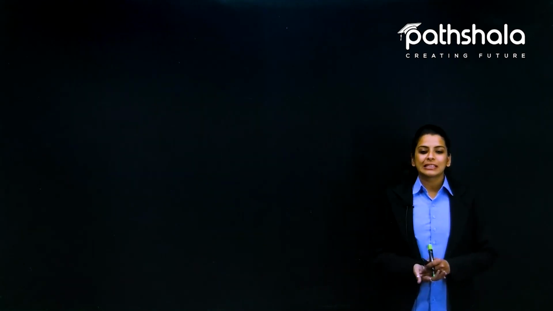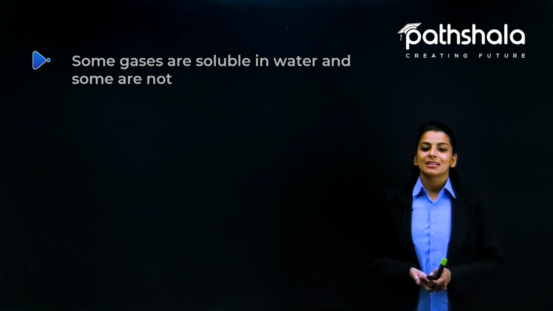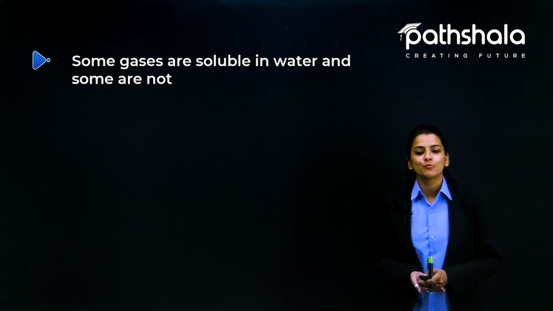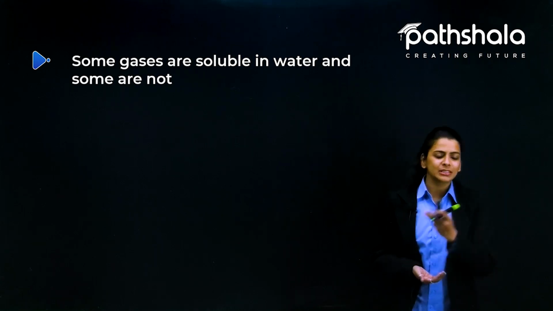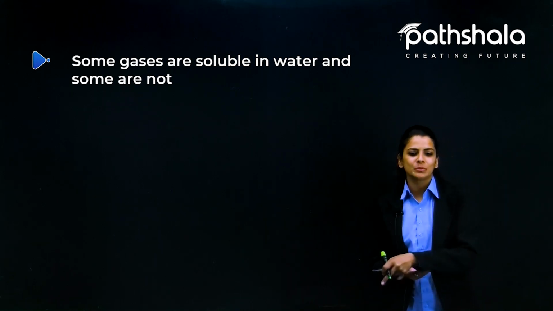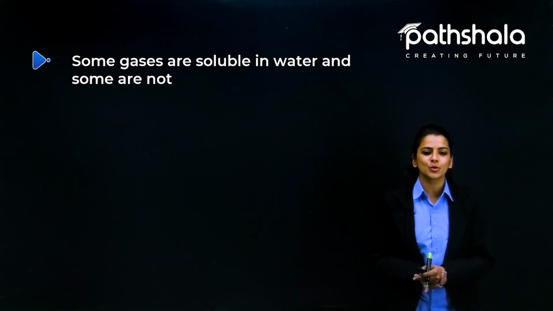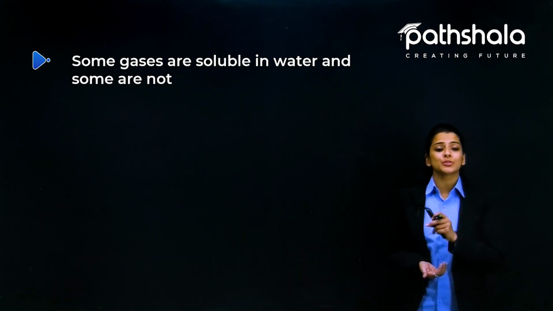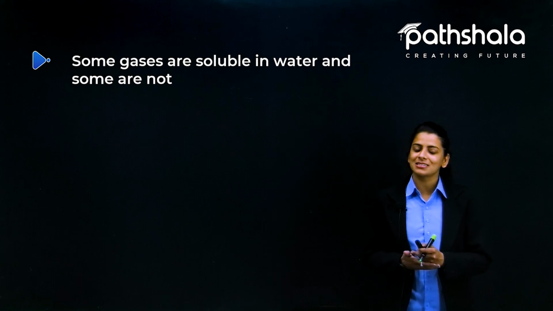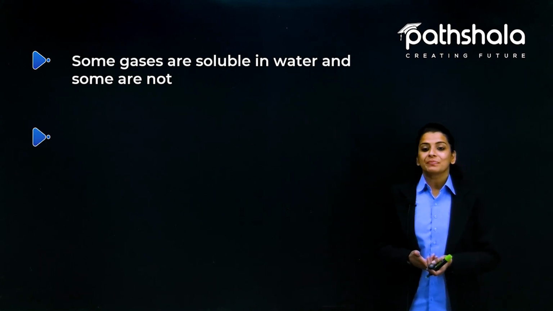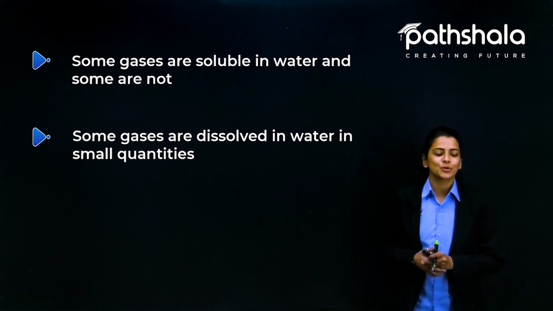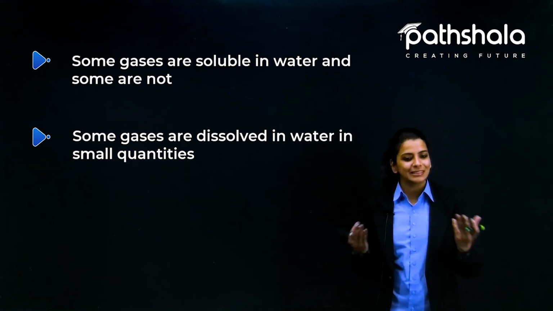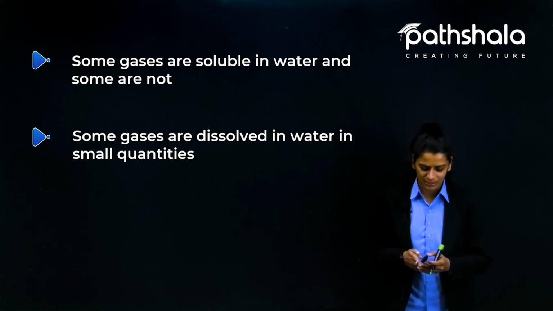So let's go in a little brief about the gases also. So some gases are soluble in water and some are not. अगर liquids के हमने बारे में पढ़ लिया है, solid के बारे में पढ़ लिया है, soluble है, insoluble है. So we have certain gases also. उसमें से भी among them also some are soluble in the water and some are not. So yes, some gases are dissolved in water in small quantities. कुछ ऐसी gases होती हैं जो पानी में completely तो नहीं, partly dissolved हो जाती हैं.